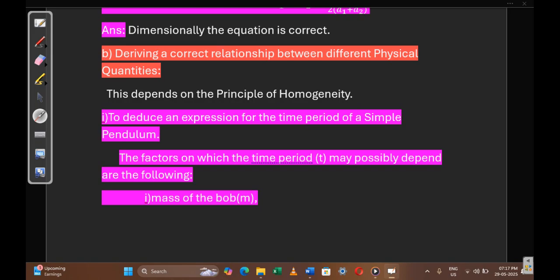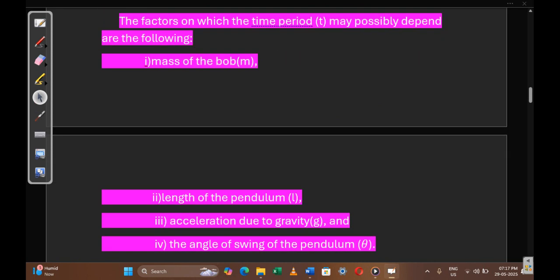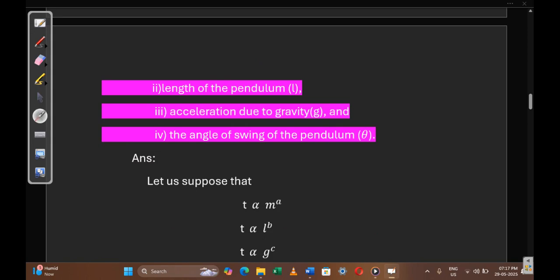One problem is given here. To deduce an expression for the time period of a simple pendulum, the factors on which the time period may possibly depend are: mass of the pendulum m, length of the pendulum L, acceleration due to gravity g, and the angle of swing of the pendulum theta. Now let us deduce the equation.